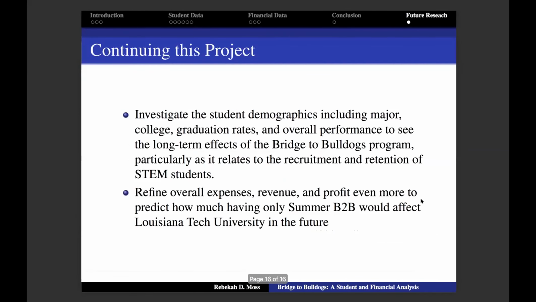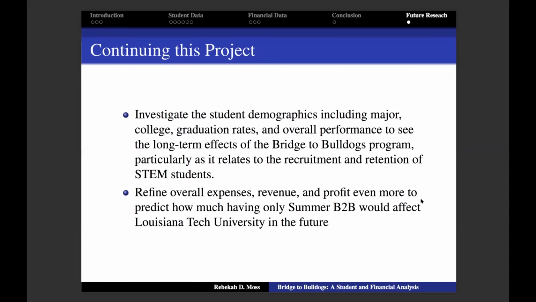If we were to continue this project, we would probably want to investigate the student demographics, including the major, college, graduation rates, and overall performance, to see the long-term effects of the Bridge to Bulldogs program, particularly as it relates to the recruitment and retention of the STEM students. Because I specifically looked at their math classes, and we need to look at what colleges are gaining more of these students, what their graduation rates are as compared to the general students, and what their performance is in other classes that aren't specifically math classes.